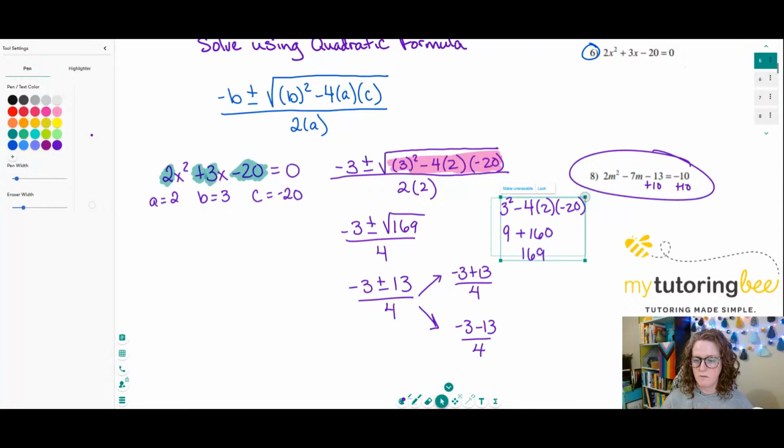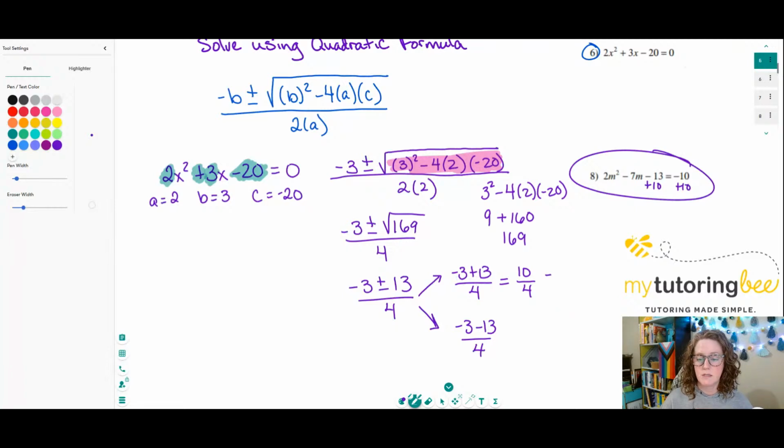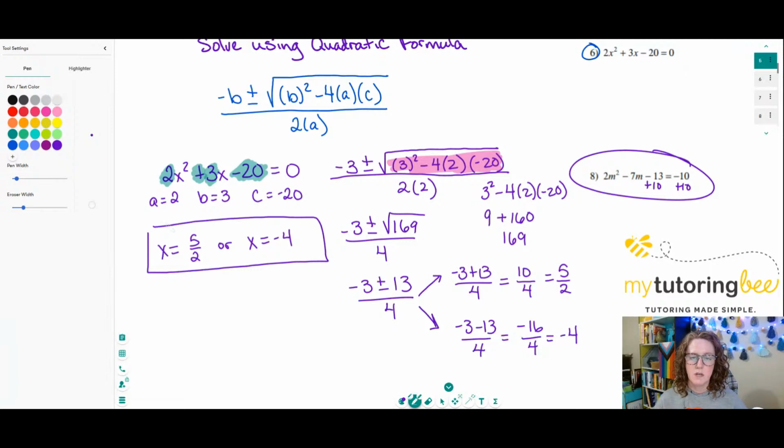Okay, let me move this out of the way. All right, negative 3 plus 13 is 10 over 4, and then we want to reduce that. So 10 over 4 gives us 5 over 2. And then here we have negative 3 minus 13 gives us negative 16 over 4. And then negative 16 divided by 4 gives us negative 4. So those are our 2 answers. So x equals 5 over 2, or x also equals negative 4. Okay, so that is one way that you can find the solutions to any quadratic equations that you have.